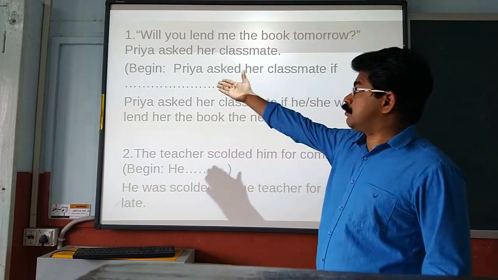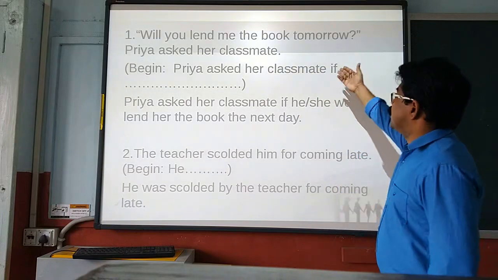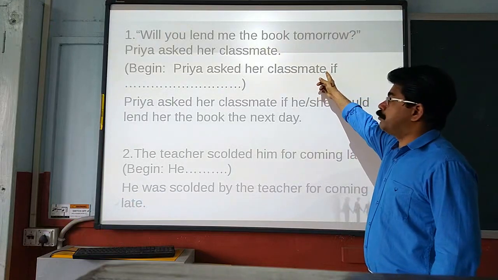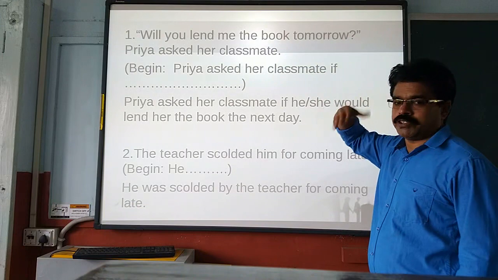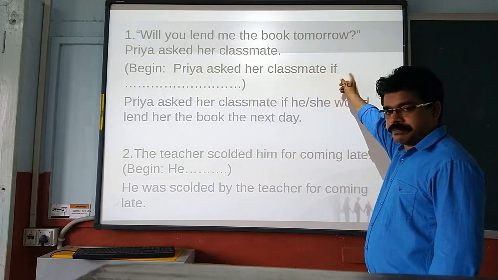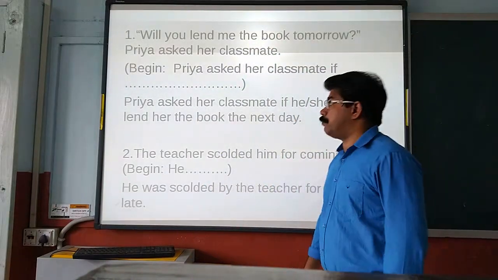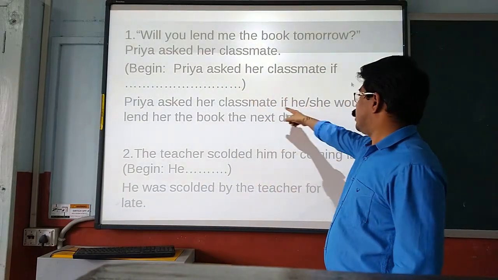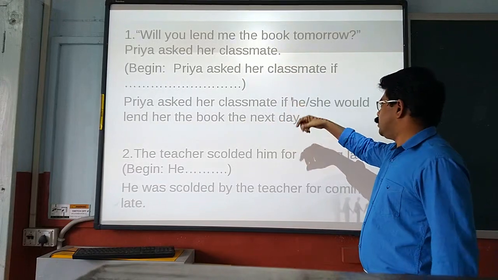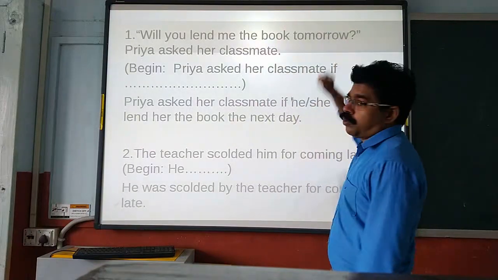So here, let's see what the instruction is. Begin, Priya asked her classmate if. Now here, this is already given. Actually, it should have been only up to here, though the instruction is given like this. Okay. Now Priya asked her classmate if or whether. That is the main thing in the answer that has to come. If or whether, I have written only one here. If or whether, both the candidates, she or he would lend her the book the next day. The change: tomorrow becomes the next day.